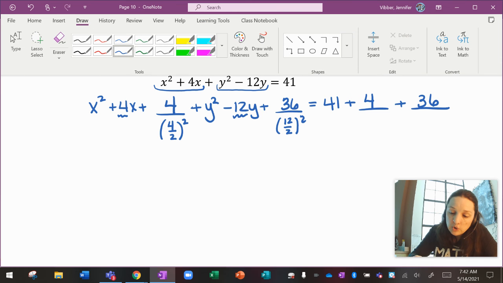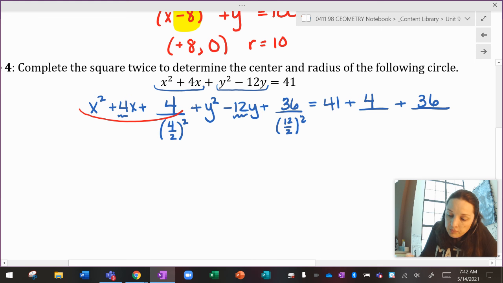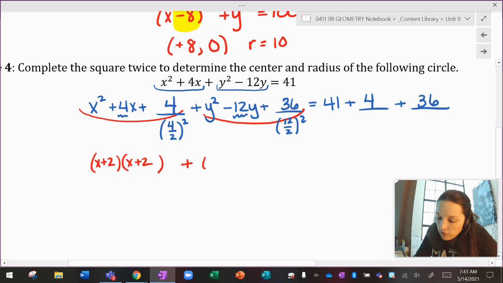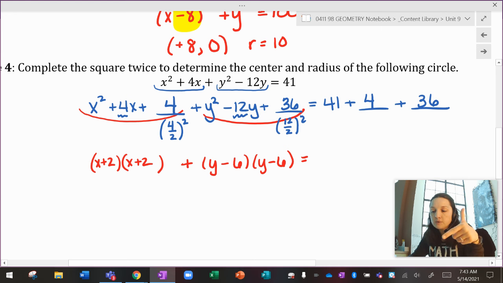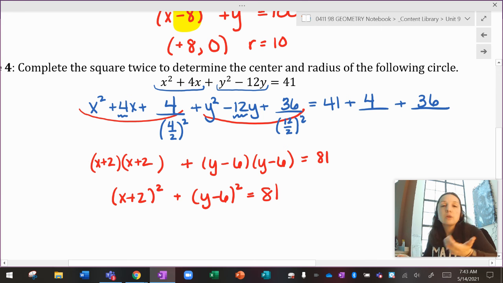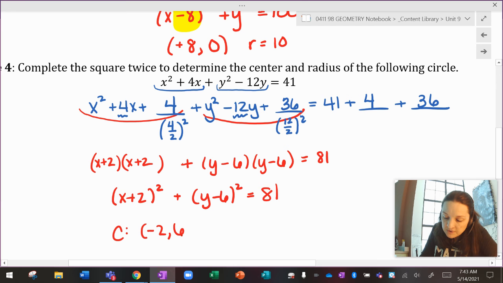Once you've done that, you are going to factor. x squared plus 4x plus 4. What two numbers multiply to 4 and add to 4? Well, that's 2 and 2. What two numbers multiply to 36 and add to negative 12? That's going to be minus 6 and minus 6. And then 41 plus 4 plus 36 is 81. So I have (x plus 2) squared and (y minus 6) squared. And look at that. Now I know my center is (negative 2, 6), and my radius is the square root of 81, which is 9.